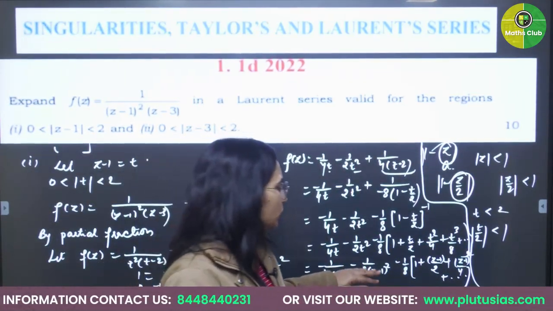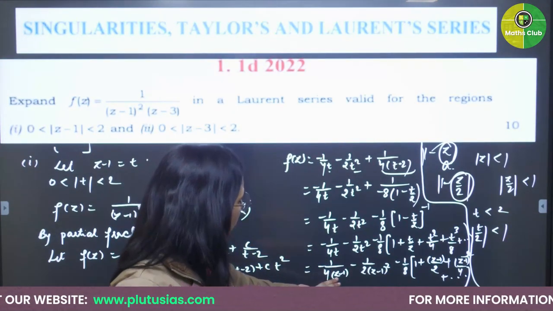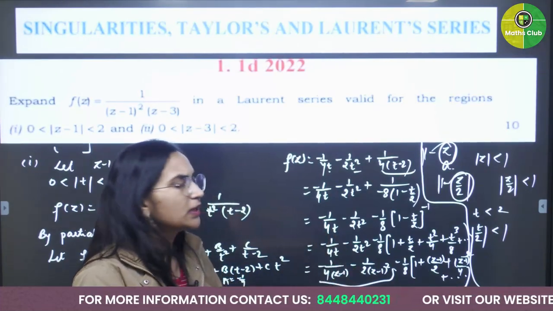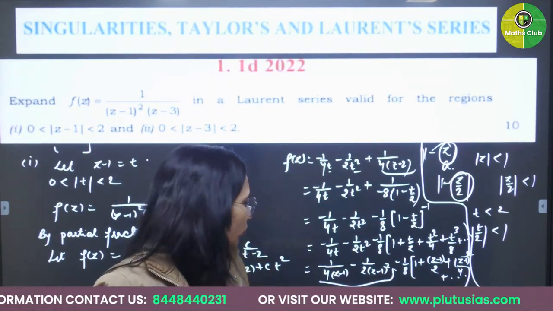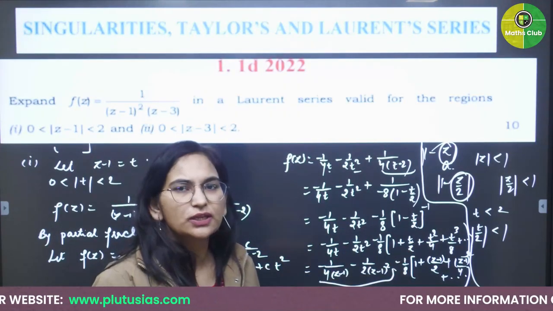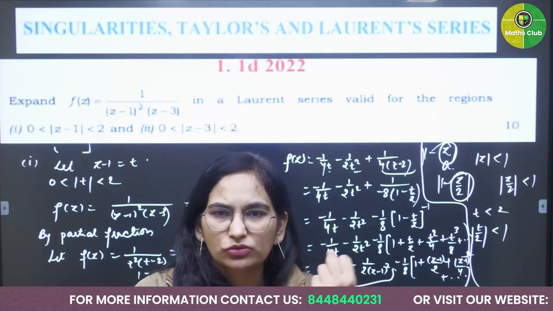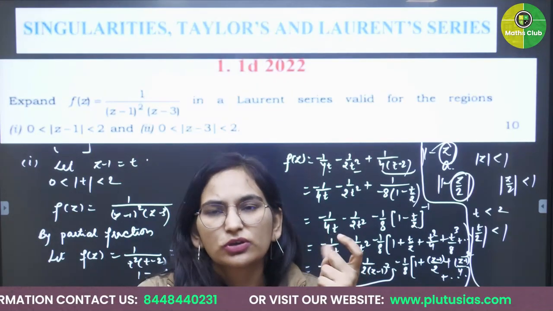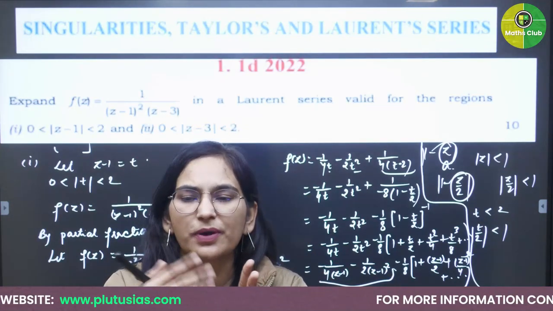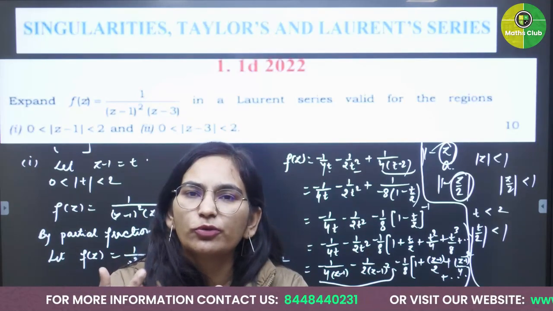What happens in a Laurent series expansion? You have powers of z minus 1, and some of them always have powers in the denominator. In a Taylor series, the principal part is absent; there is no principal part in a Taylor series. And one more criterion, extra from this question: the Laurent series gives you an idea about the singularity. If there is no principal part in your Laurent series, then you would have a removable singularity.